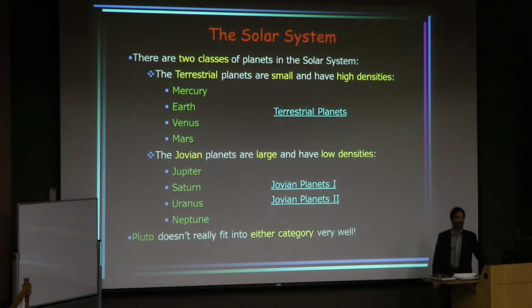Terrestrial planets tend to be small, also, as we saw. The Jovian planets are characterized by Jupiter. They're much larger, have low densities, and actually are much farther away from the Sun.